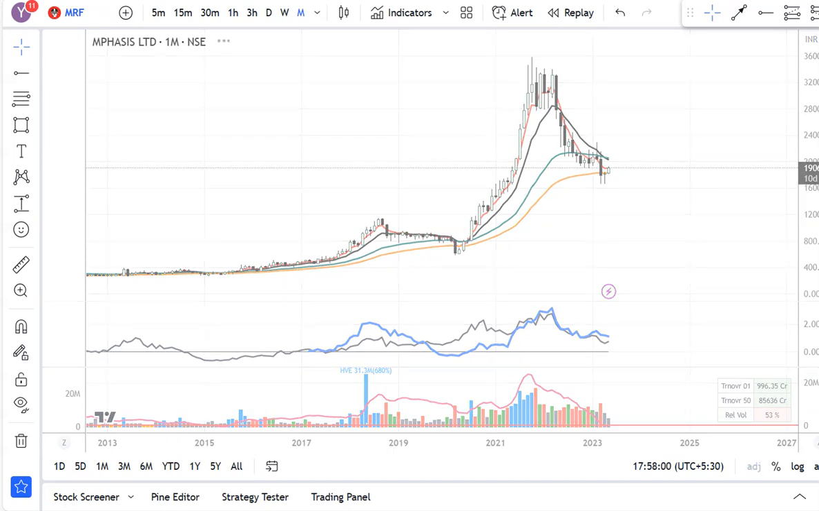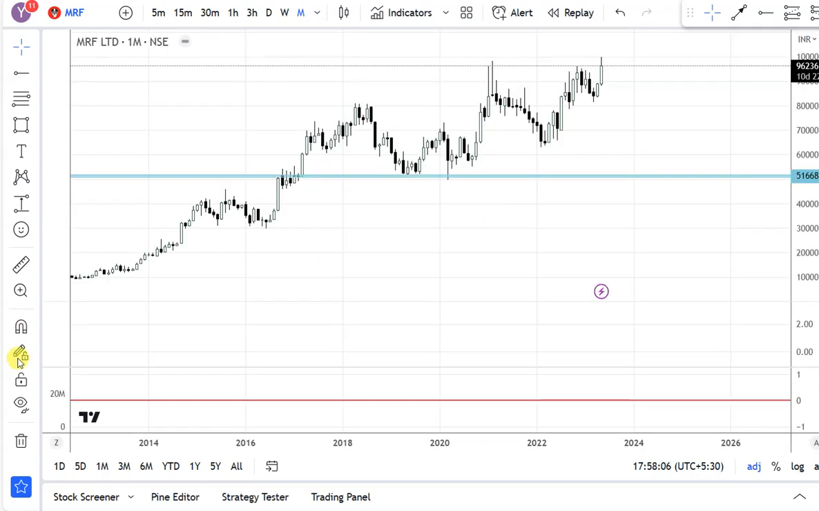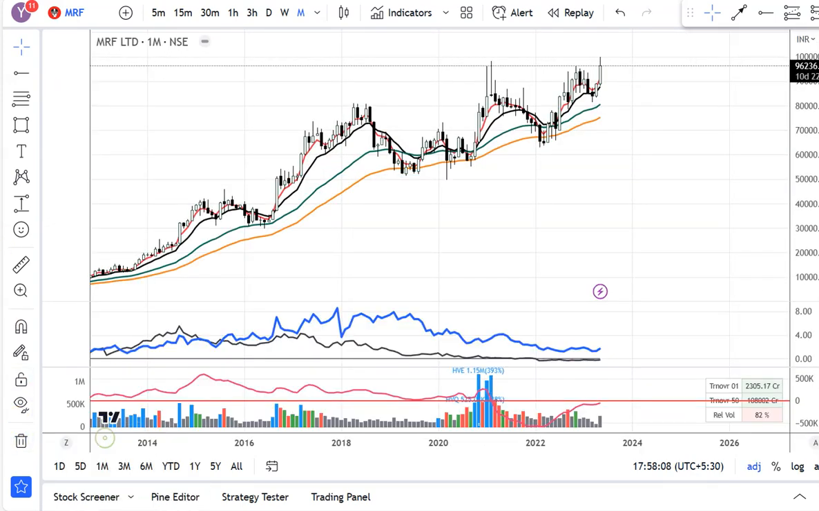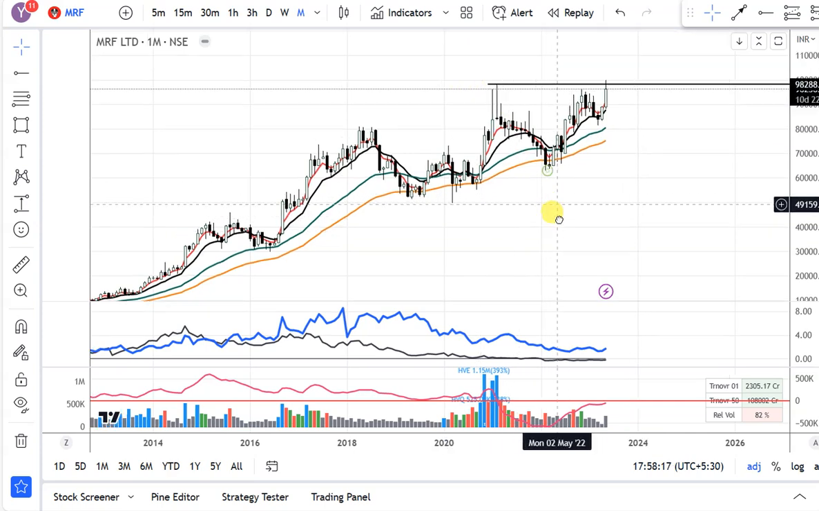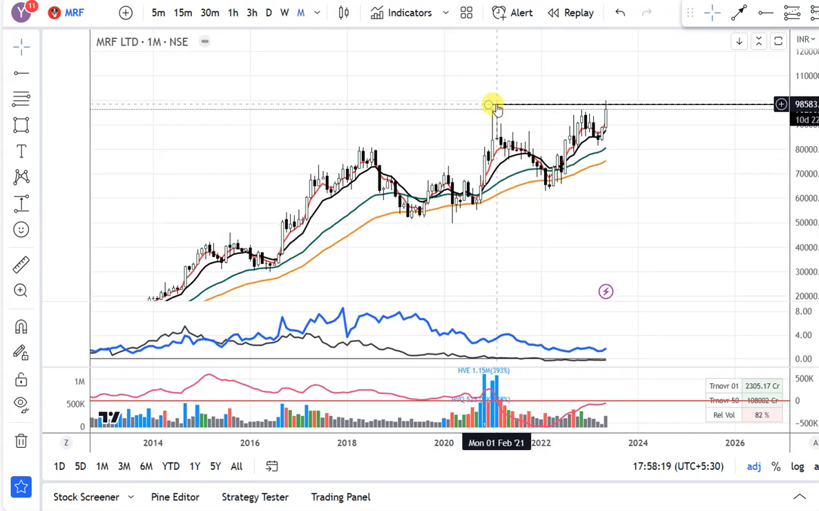MRF, the tire sector is really good. So if this stock is able to break out above 98,590 rupees and give a closing around say 1 lakh rupees, then the stock has the potential to give more returns above 1 lakh. So let us wait and see what is going to happen next week.